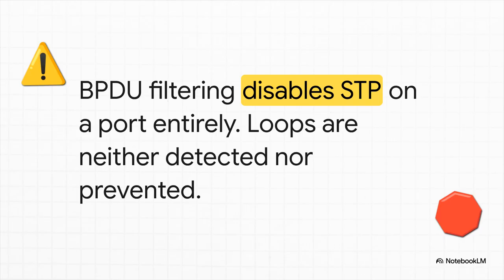Now, while those features are great for protection, there are others you need to be incredibly careful with. Take BPDU filtering, for example. Consider this a strong warning. Applying BPDU filtering to a switch port effectively disables STP on that port entirely. It just stops sending and receiving BPDUs altogether. It completely blinds the port to the STP topology, which means bridging loops are neither detected nor prevented. So use this only when absolutely necessary and only when you know exactly what is plugged into the other end.